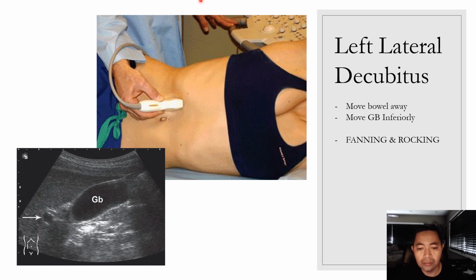If there is difficulty, ask the patient to assume a left lateral decubitus position. This would again help push the bowels away and move the gallbladder inferiorly, allowing for easier imaging. Position the transducer in the parasagittal orientation along the subcostal margin. Again, fan and then rock the probe while looking for the gallbladder. One would probably need to orient the probe a little obliquely to align with the longitudinal axis of the gallbladder.